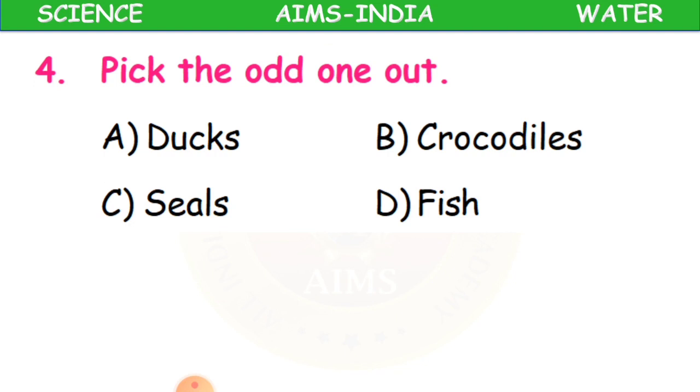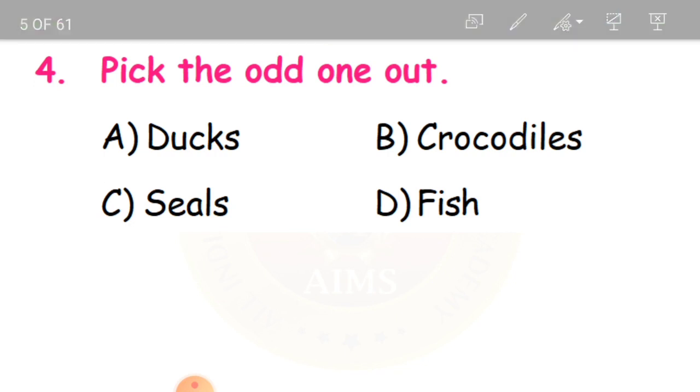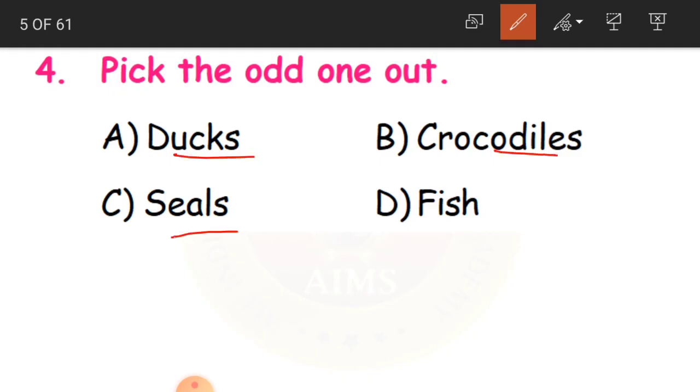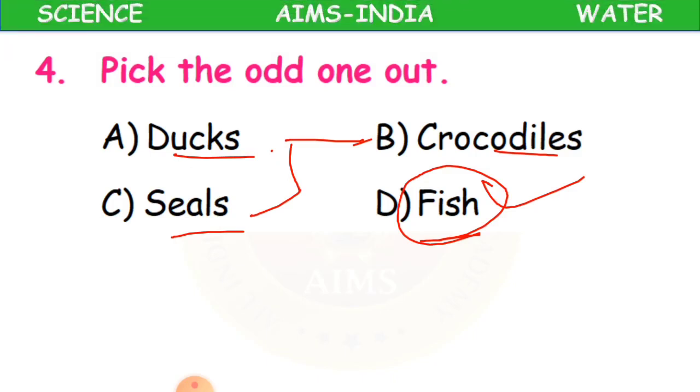Now, the fourth one is pick the odd one out. You have ducks, crocodiles, seals and fish. Which is different from the other three? Okay children, what is it? So the odd one is fish. Why? Because the remaining three animals can live on the land and also in the water, but fish can live only in the water. So because of that, fish is the odd one.